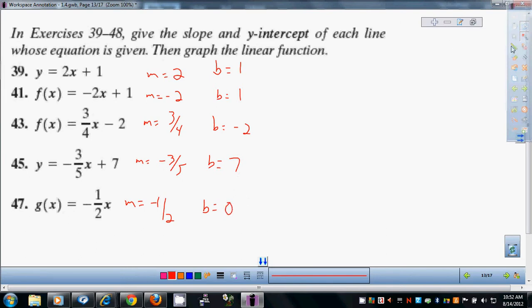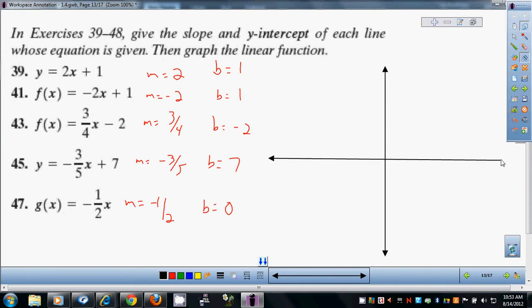Now when it comes to graphing, I'm only going to do one of these. You will have to graph all of them, but I don't want to bore you by doing all of them. Okay. 43. Y-intercept, -2. I'm just going to choose to graph 43 because it looks different. Slope, 3/4. Rise over run, up 3/4. Once you have 2 points, the rest of it's just connect the dots.